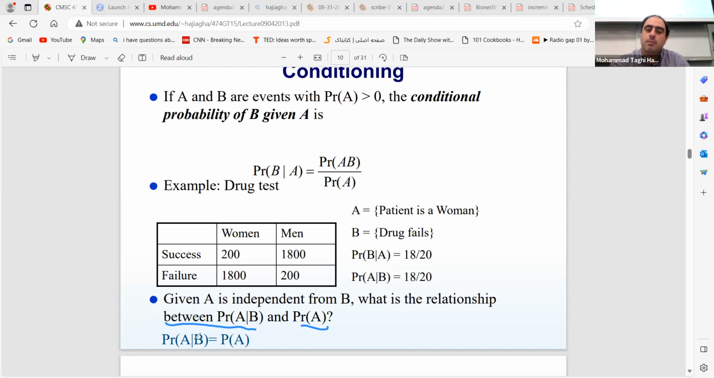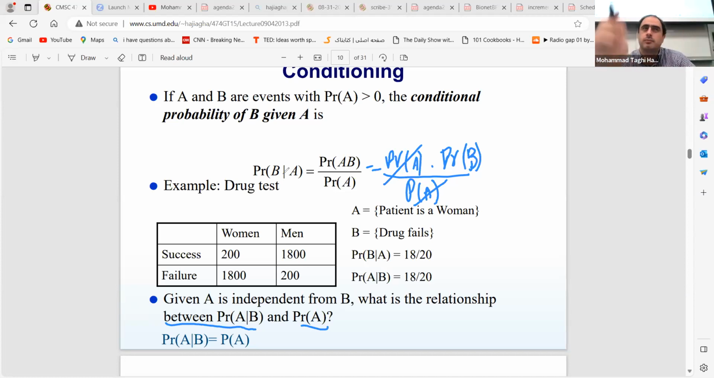And again, you can see from the formula, if they are independent, then we know that the probability of AB would be the probability of A times the probability of B, over the probability of A. In that case, this will cancel out. So the probability of B conditioned on A would be the probability of B. We can write it the reverse, and this means that essentially if they are independent, then conditioning on one does not change the probability.